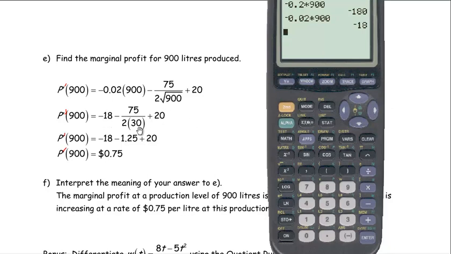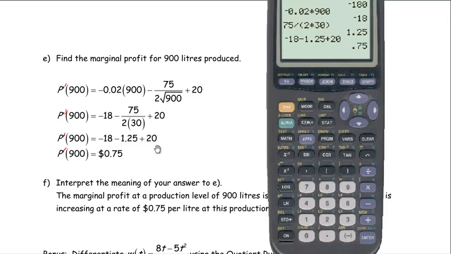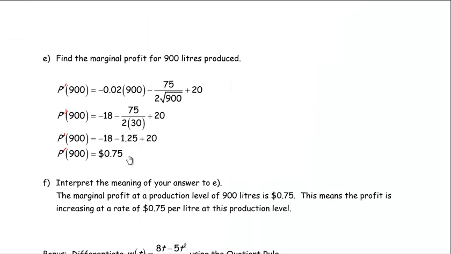The root of 900 is 30. And so secondly here we have 75 divided by 2 times 30. So that's the minus 1.25, and then plus 20. So negative 18 minus $1.25, this is money actually, plus the 20 gives us 0.75, which is 75 cents, or $0.75. So that's the marginal profit for producing 900 liters.